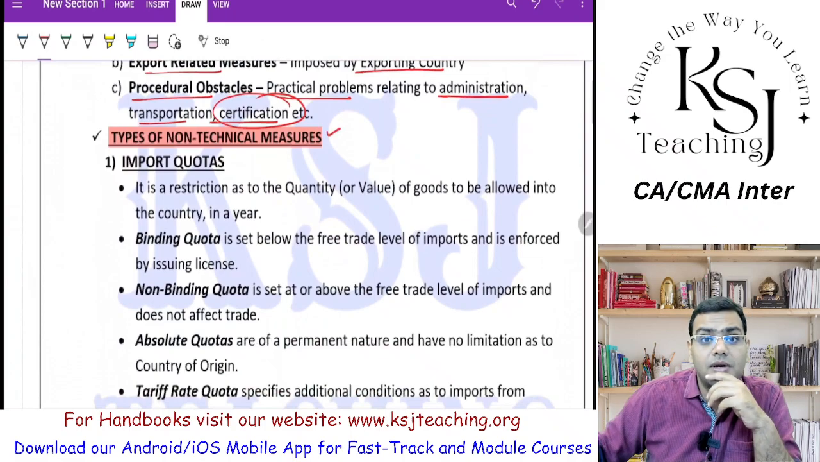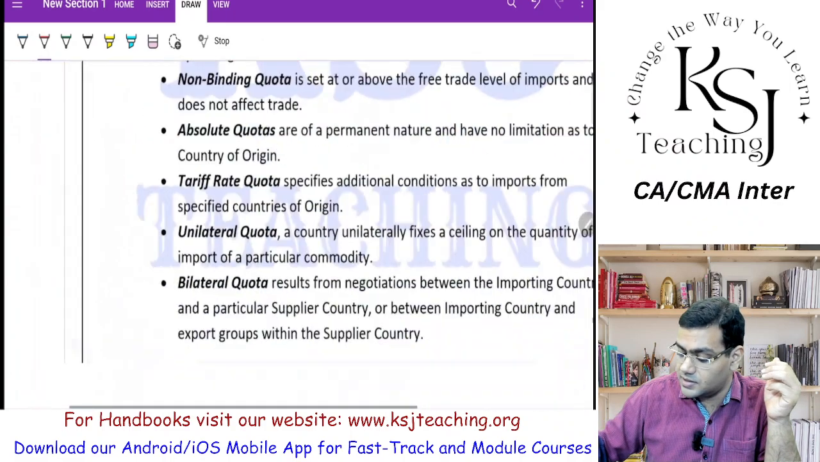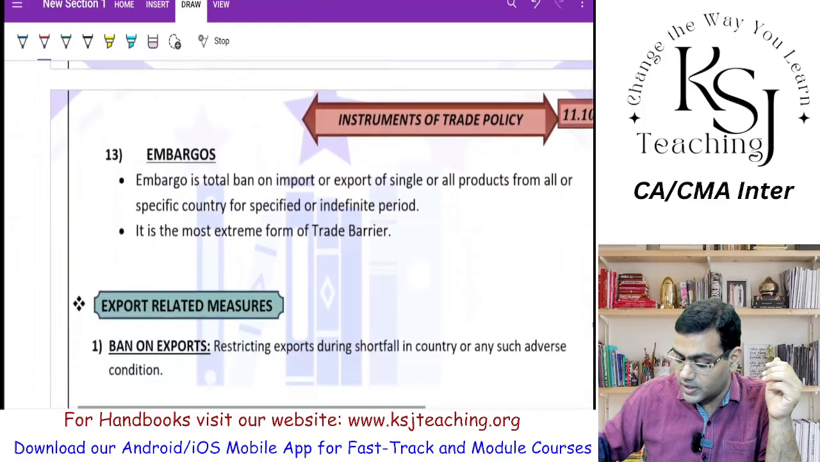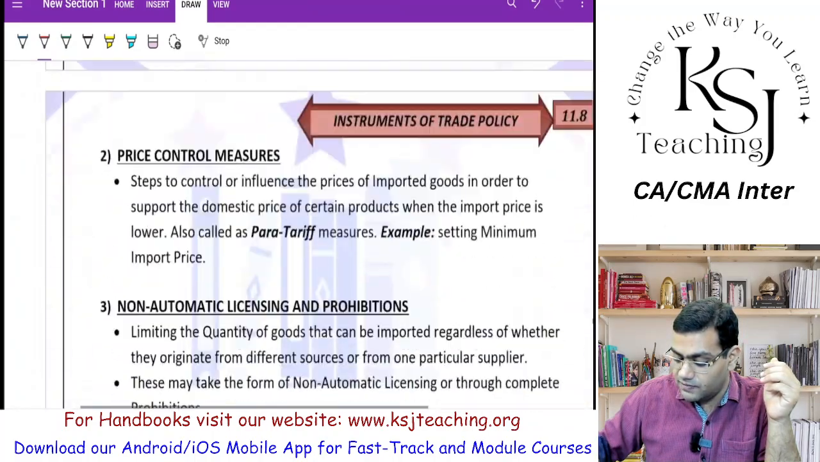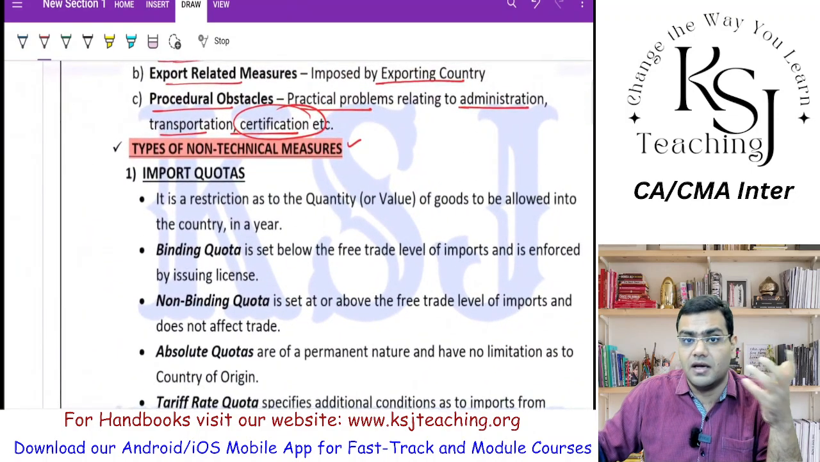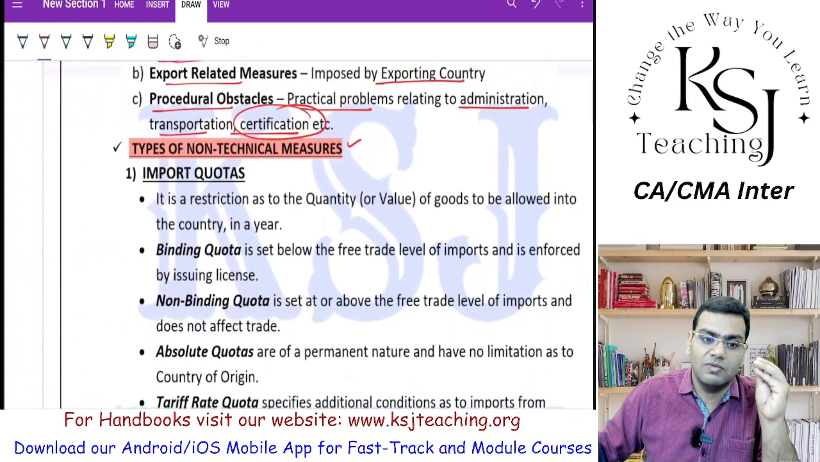Now sir, how to remember these types of non-tariff measures? There are lots and lots of types. Sir, how to remember these types? Almost 12, 13 types are there. See, for that what you have to do is go through these types again and again. Read it every day, 2 to 3 times, right? After that you will not forget this.